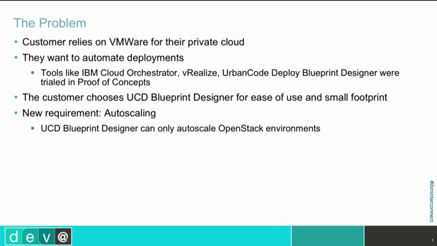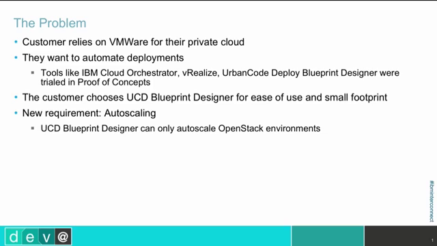So we did a proof of concept with several different tools. We used vRealize, we used IBM Cloud Orchestrator, and then we also tried Urban Code Deploy Blueprint Designer. And we showed all of these to the customer. We explained the process behind them all, and they really liked the UCD Blueprint Designer tool, so we went forward with that one.